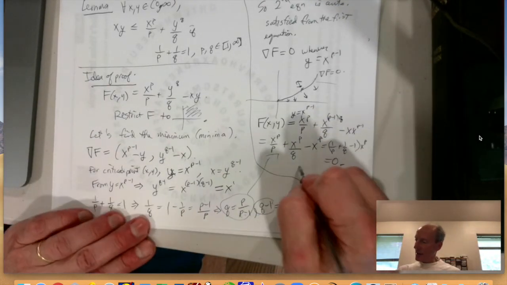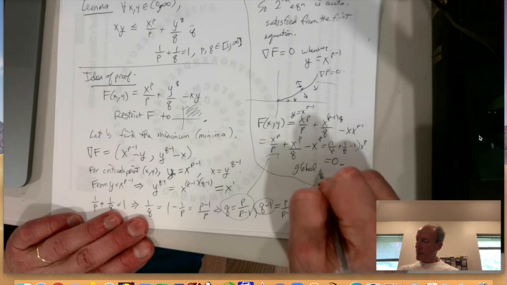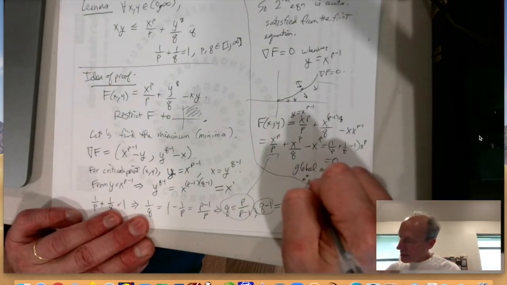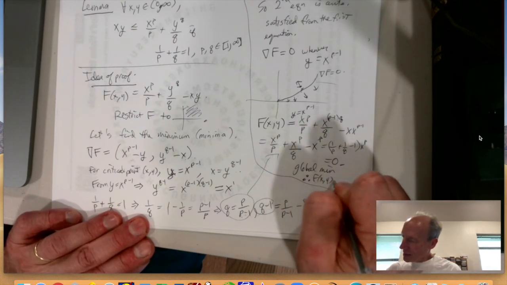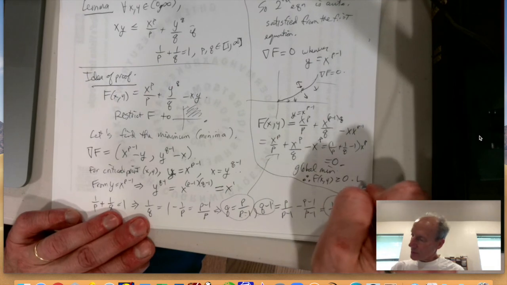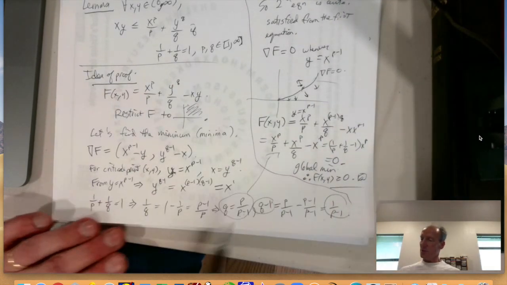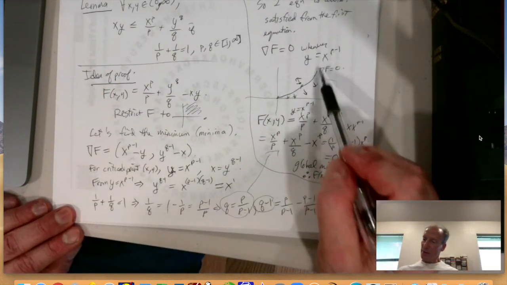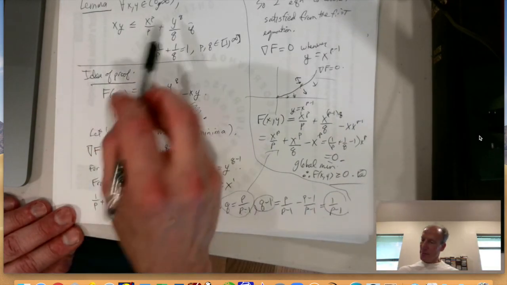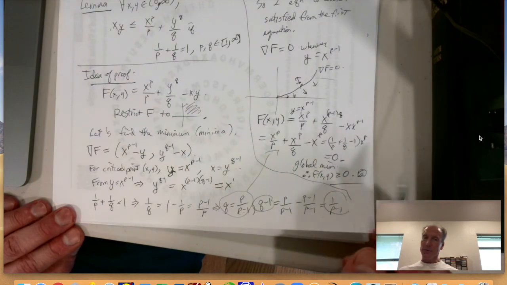So, in fact, this is a global min by looking at the gradient. And therefore, f of xy is greater than or equal to 0 always, because it achieves its global minimum on that curve. And that's exactly what we wanted from the lemma, that this minus that is greater than or equal to 0. So that's it.